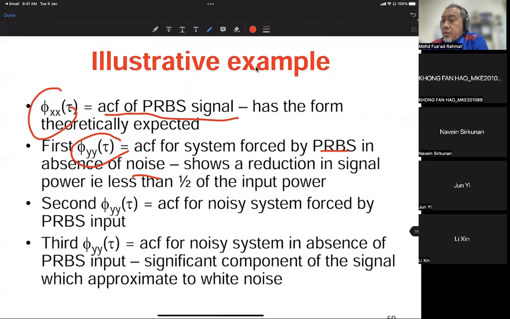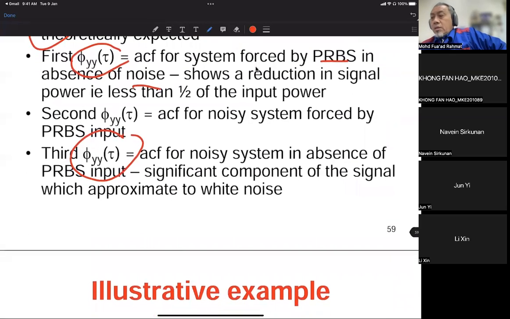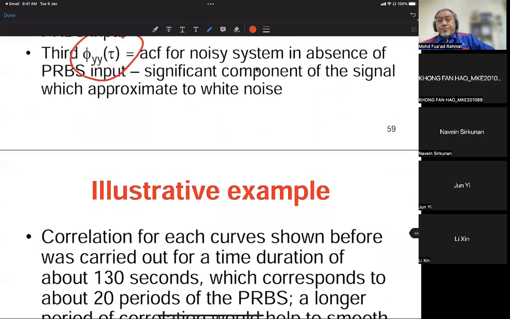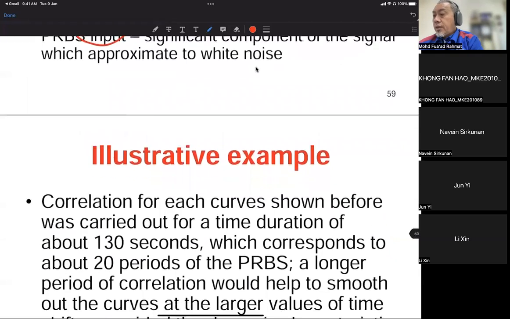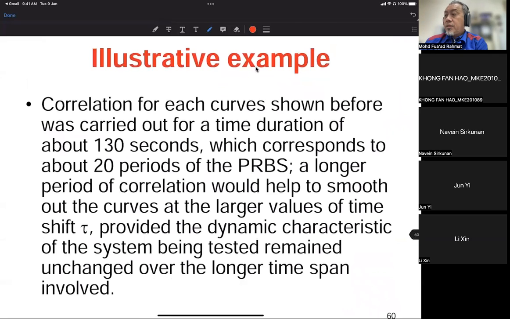Then second, psi yy tau is the autocorrelation for the noisy system forced by the PRBS input. And finally, the third one, psi yy tau, is the autocorrelation for the noisy system in the absence of PRBS input, which is a significant component of the signal, approximately equal to white noise. Okay, slide 59. So let's go to the real examples here.